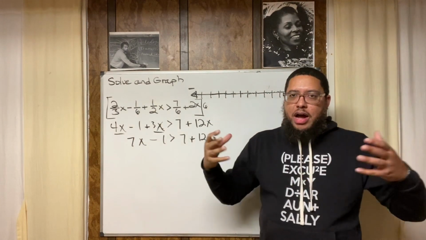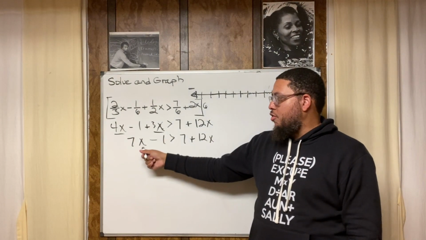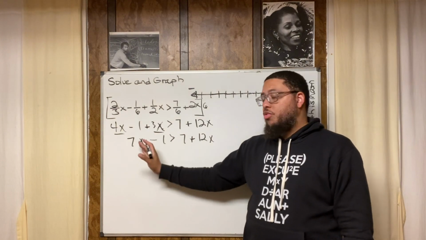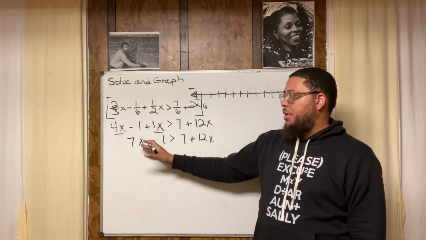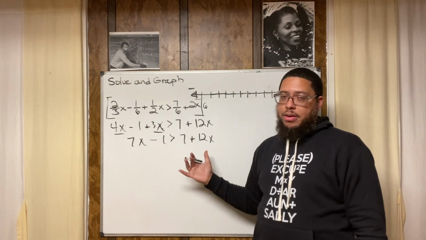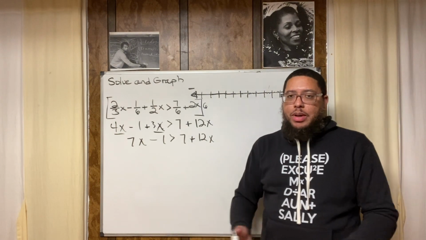I want to simplify everything because remember, my ultimate goal is to isolate x by itself on one side of the inequality, preferably the left-hand side, because we read from left to right. So I want to be able to say that x is either greater than something or x is less than something, right? If you got the x on the right-hand side, it ain't the end of the world. It's just not my twist.